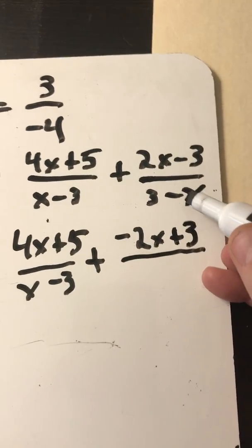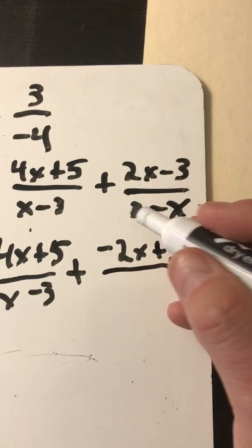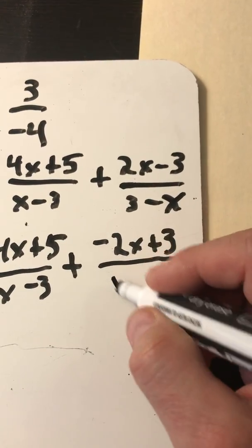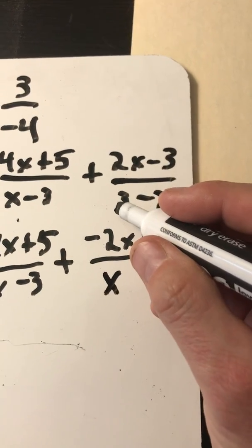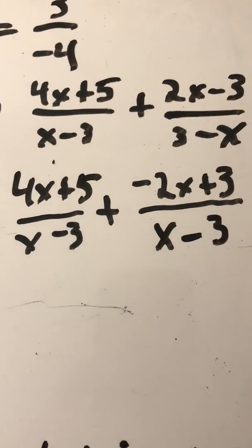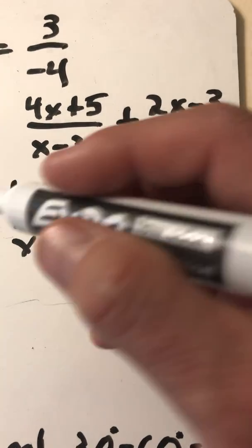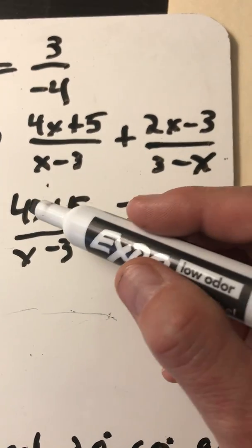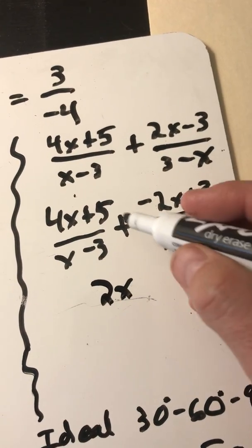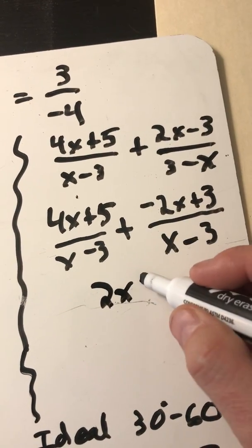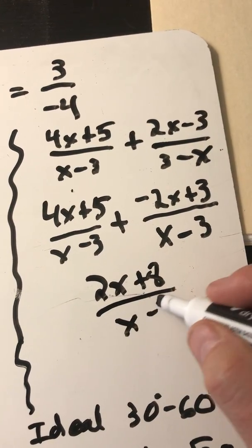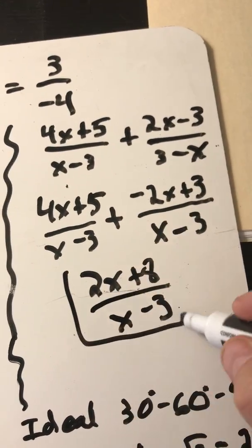And if I do the bottom by negative 1, and put them in the correct order, negative 1 times negative x is positive x, and negative 1 times positive 3 is negative 3. What do you see? We got the same denominator. So that means the tops can be added. You have 4x minus 2x, that's 2x. 5 plus 3, 8. All over our common denominator, x minus 3.